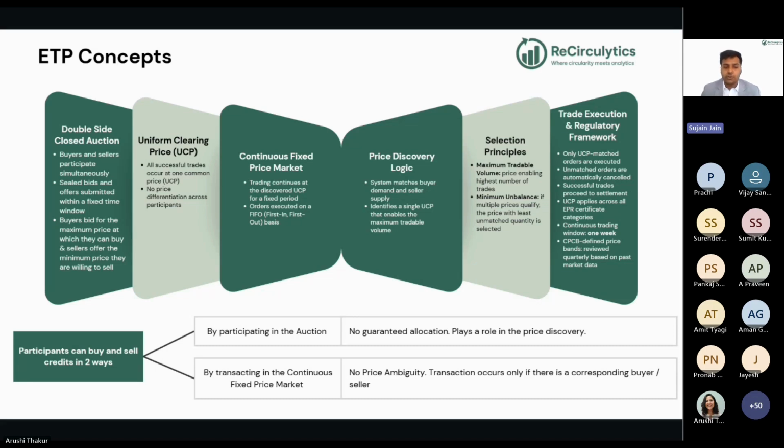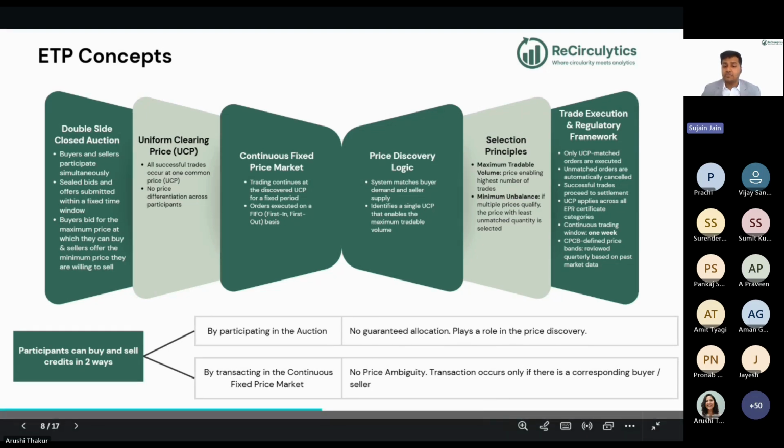Now, for the participants who want to buy and sell their credits on this electronic trading platform, there are two ways wherein you can do it. One is by participating in this auction, and second is by transacting during the continuous fixed market period. If you are participating through an auction, you will play a role in the price discovery, but the allocation is not guaranteed. But while you are transacting in a continuous fixed price market, there would be no price ambiguity. Like I discussed previously, the price would always be 10 rupees for that week. But the transaction will only occur if there are corresponding buyers or sellers.